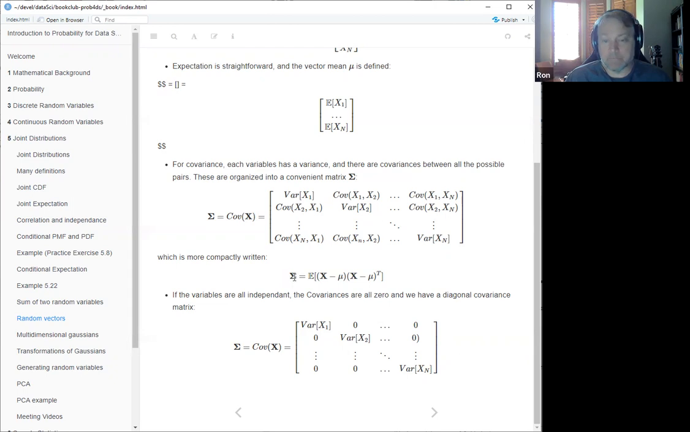And this can be more compactly written as this outer product, the expectation value of x minus mu times x minus mu. Here x is a vector now, and mu is what was defined up here, also a vector. It should be bold, but there are a lot of problems on this chart. And we just note that if the variables are all independent, clearly all the covariances are going to be zero. We'll just have a diagonal covariance matrix like this. So that's pretty straightforward.